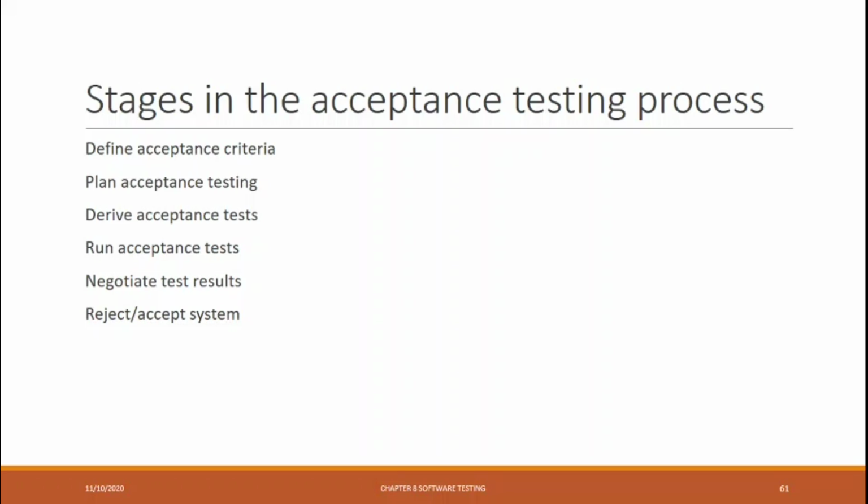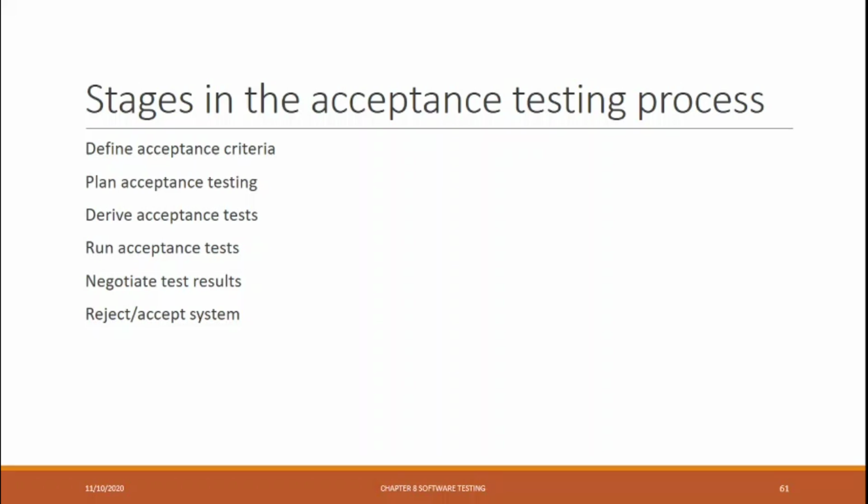Derive acceptance tests: once acceptance criteria have been established, tests have to be designed to check whether or not the system is acceptable. Depending upon the acceptance criteria established in the first stage, this is checked in the derived acceptance test cases. The tests should also aim to test both the functional and non-functional characteristics of the system. Both are checked in the derived acceptance tests.